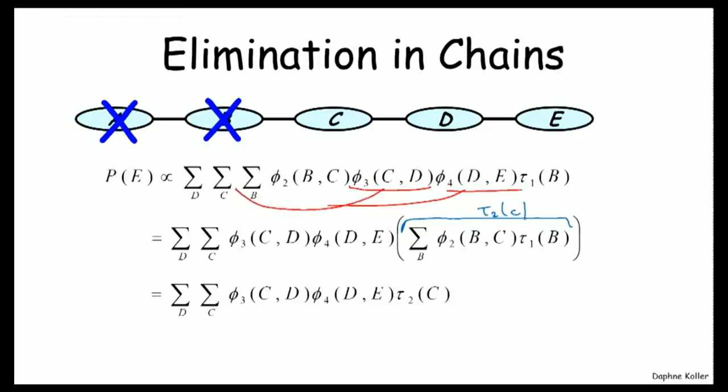and so now we've eliminated B from this graphical model. And we can similarly continue to eliminate C and D, so that ultimately we'll end up with an expression that involves only the variable E, and that expression is going to be proportional to the marginal probability of E.